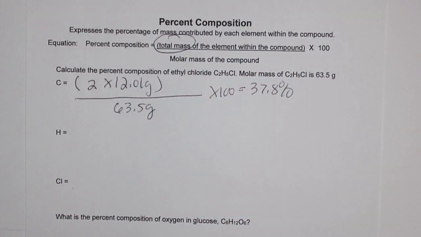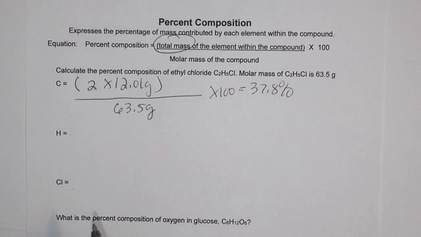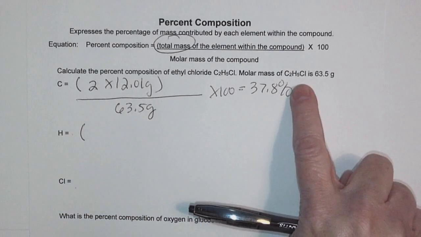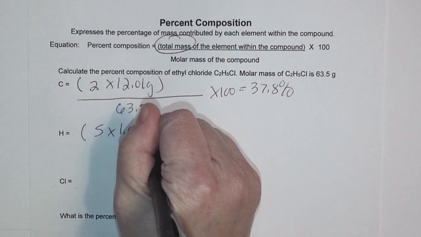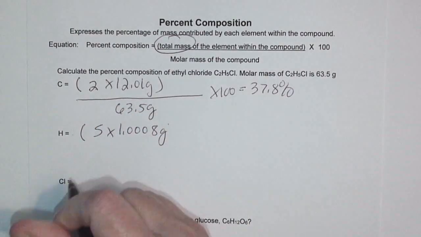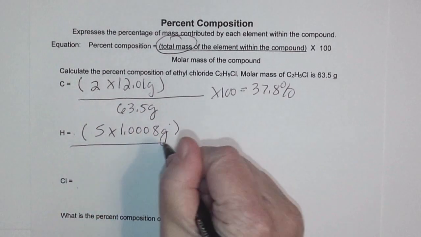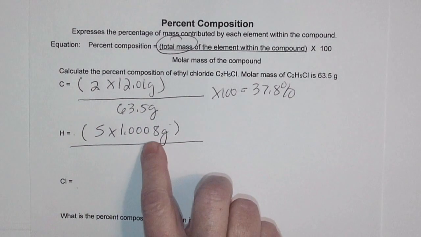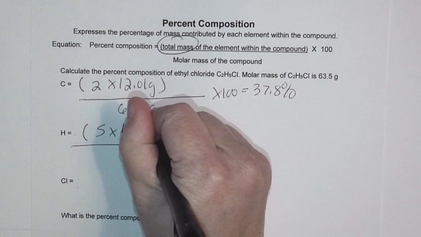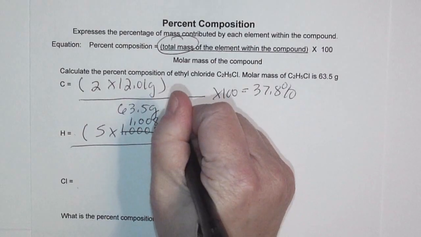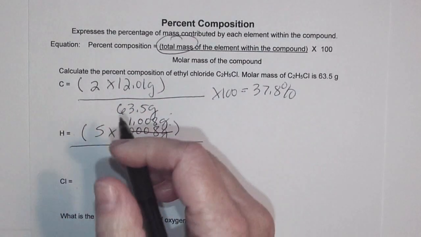Okay? So almost 38% of this molar mass is coming from just having carbon in it. The next one is going to be hydrogen, and there are 5 of them in there. Depending on your periodic table, this mass of hydrogen may be a little bit different. You might have 1.01 grams. It would help if I could write my numbers correctly. It's 1.008 grams. Too many zeros in there.